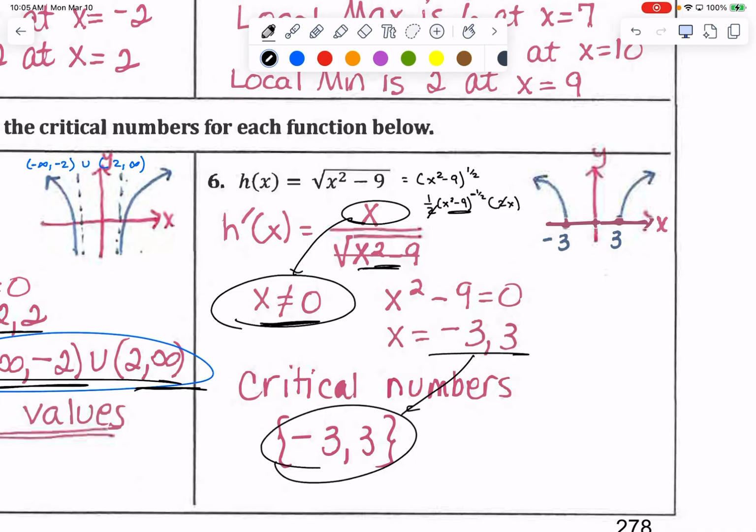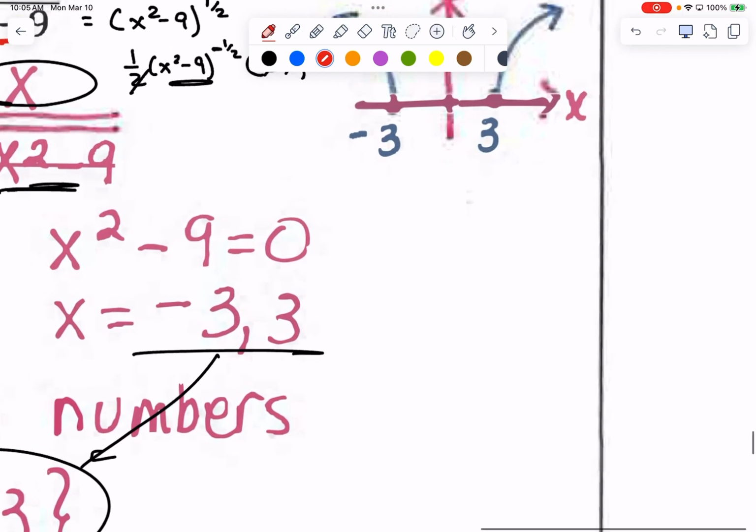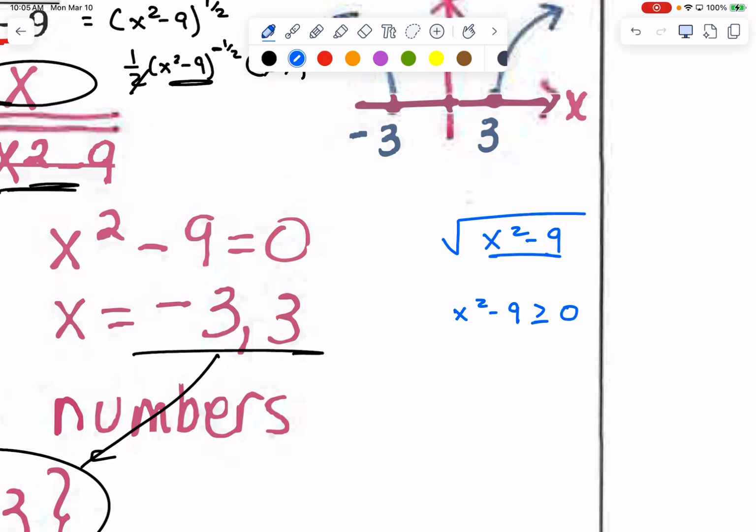Well, how do I know they're the critical values? She did a graph again. Let's check it with a sign analysis. What do you know about a square root? If you wanted to do domain, for a square root, let's come over here. I'll do it in blue. Square root of x squared minus 9. What do you know about a square root? What can you not take the square root of? So what does x squared minus 9 have to be? Positive. Could it equal 0? Can you take the square root of 0? Yeah. So it can be greater than or equal to 0.